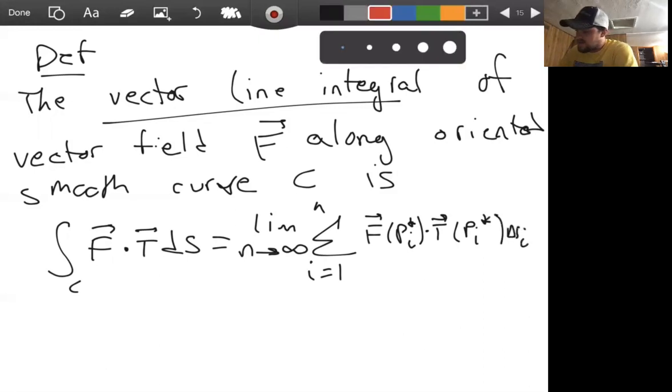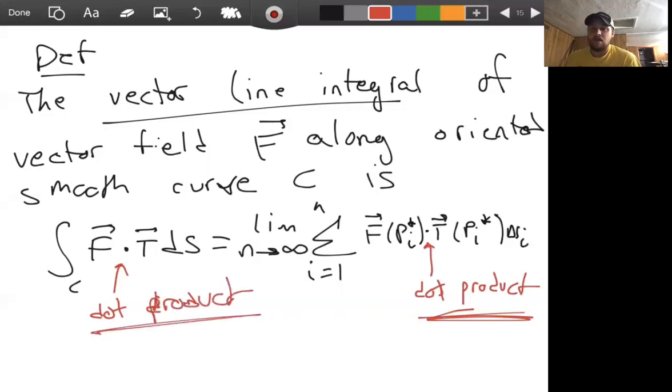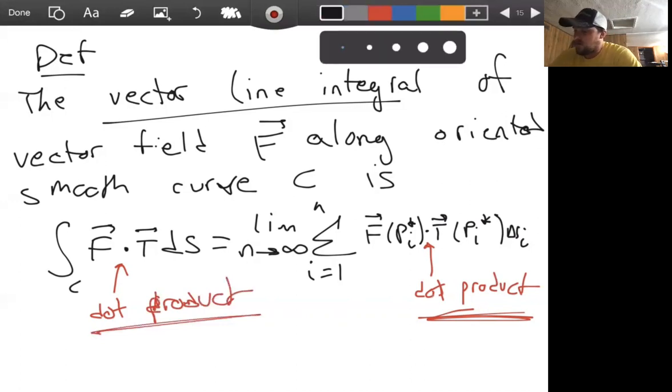And notice this is a dot product, because these are vectors, right? We're looking at a vector field and then the tangent vector field here. So it's important that we know we think of this as a dot product, now that we're in the realm of vectors.